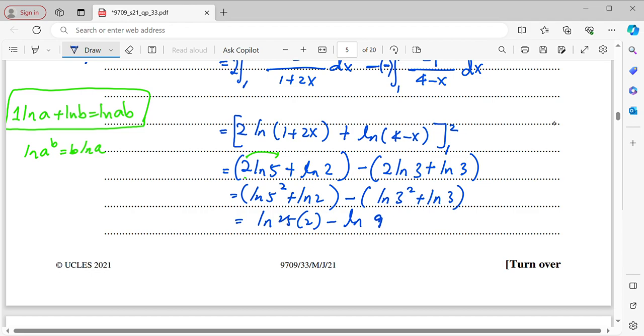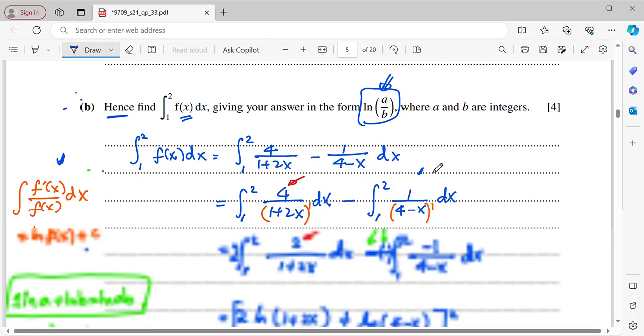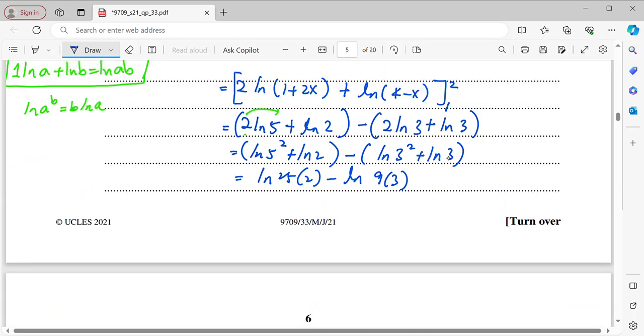3 squared is 9. Then because of plus, you times. Then from here, to simplify your answer, look at the answer here. It's just ln of A over B, whereby A and B are integers. That means you need to apply another formula, because now we are getting minus. So it will be ln A minus ln B, it will be ln of A over B.